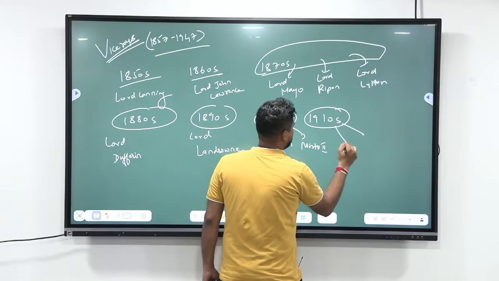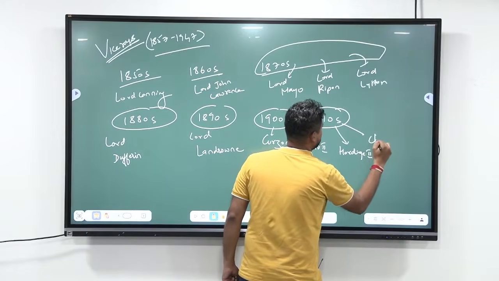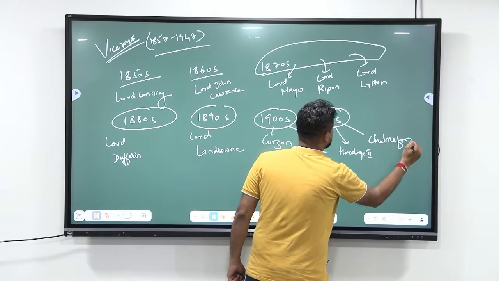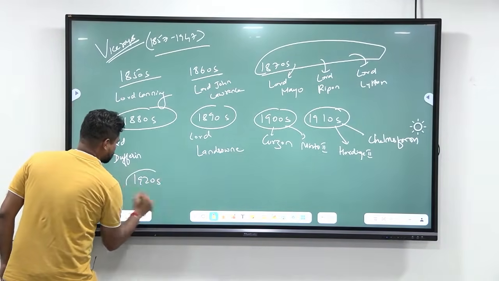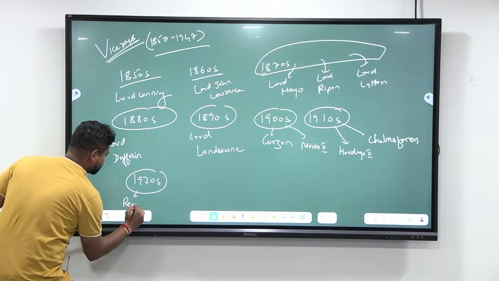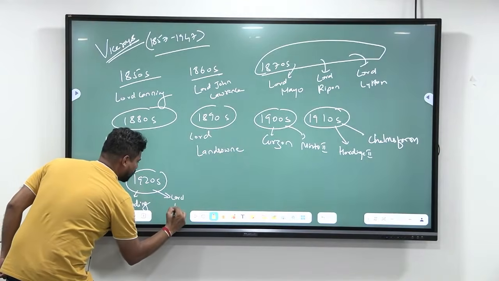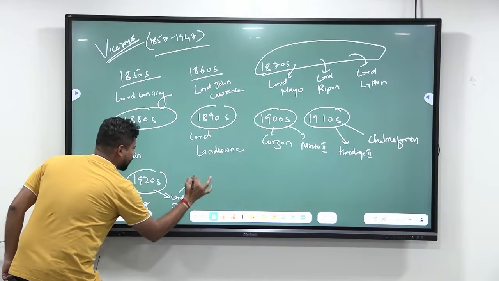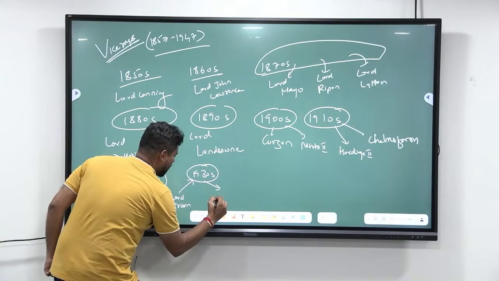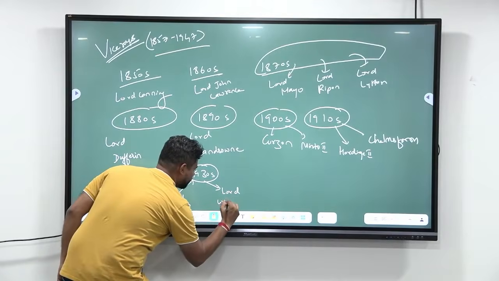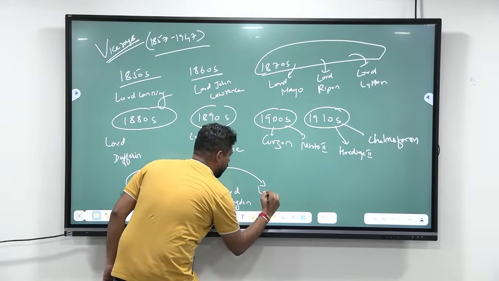1910s. You have Hardinge 2 and then Chelmsford. Okay. Then 1920s, on one side you have Reading, and on the other side Lord Irwin. Lord Irwin is there even in the 1930s, so you have Lord Irwin, and then you also have Lord Willingdon, and then you also have Lord Linlithgow.